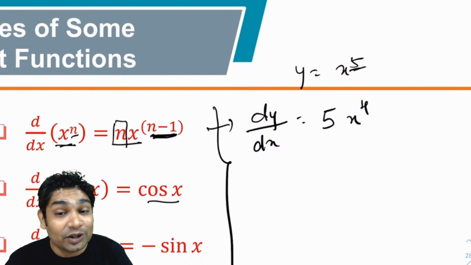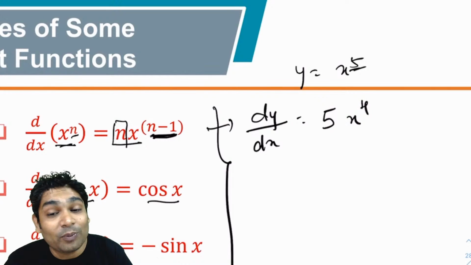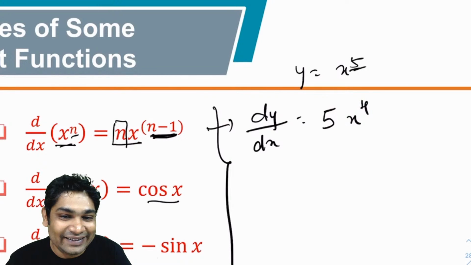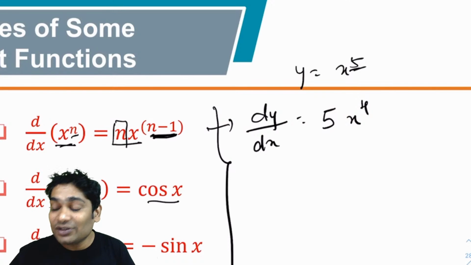Start reading your theory from Halliday. Solve your problems first from H.C. Verma. 5x to the power 4, not 4x to the power 4. Yes, trillions.